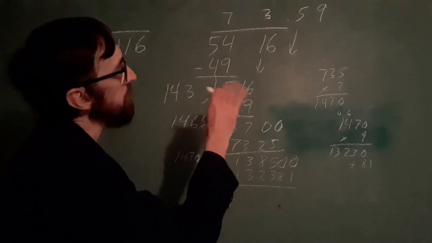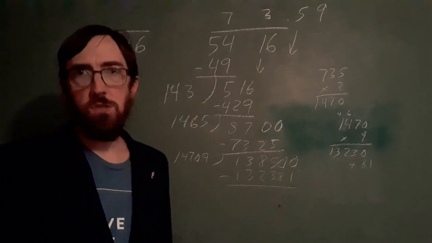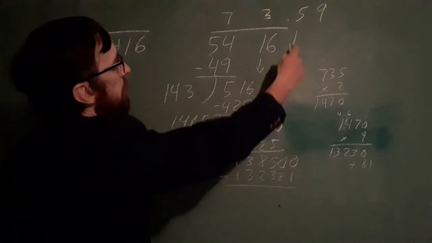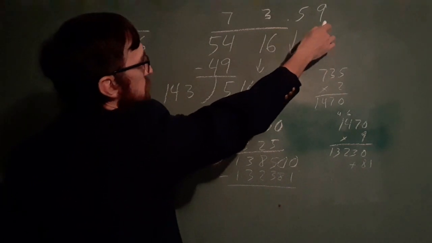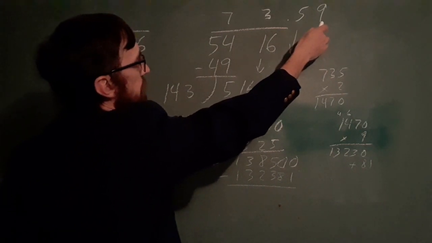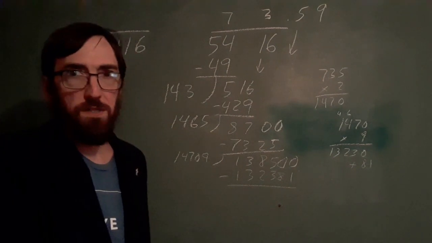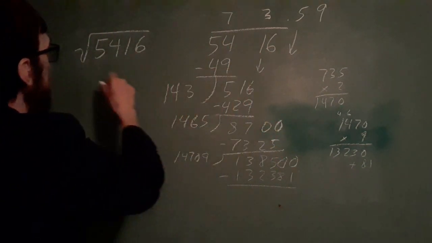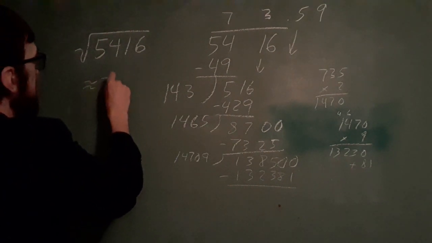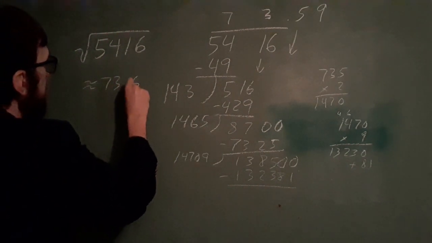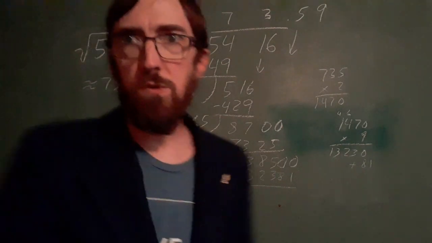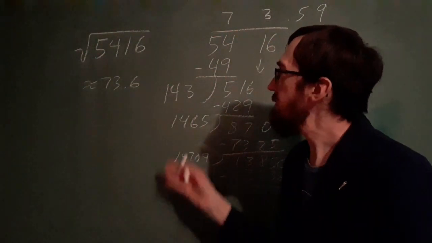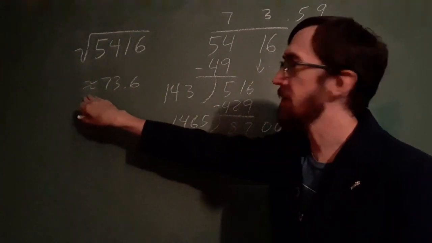So in this case, I could stop now if the directions are to round to the nearest tenths place, because I have the tenths place here, the hundredths place here. The hundredths place indicates to me where I need to round the tenths place. So my estimate rounded to the tenths place would be that this is approximately 73.6 is the square root of 5,416. However, this is an approximation.